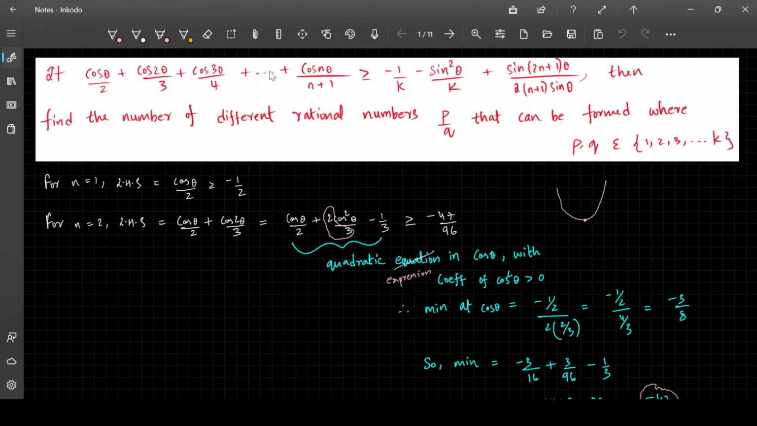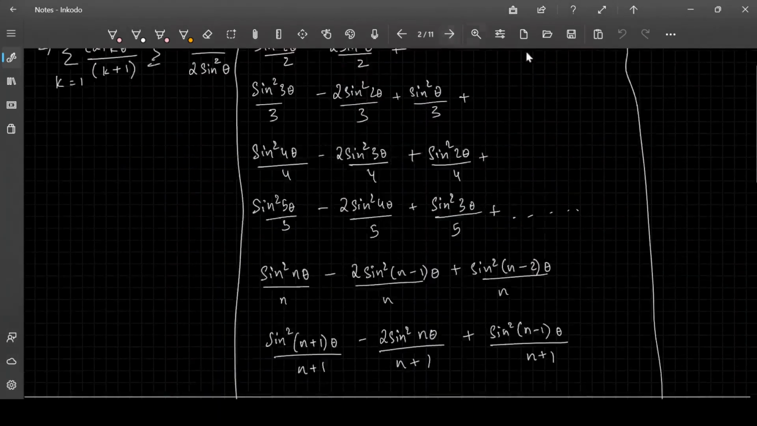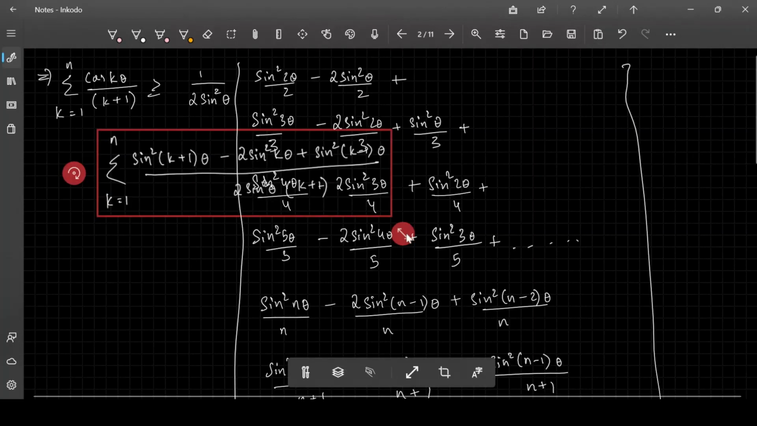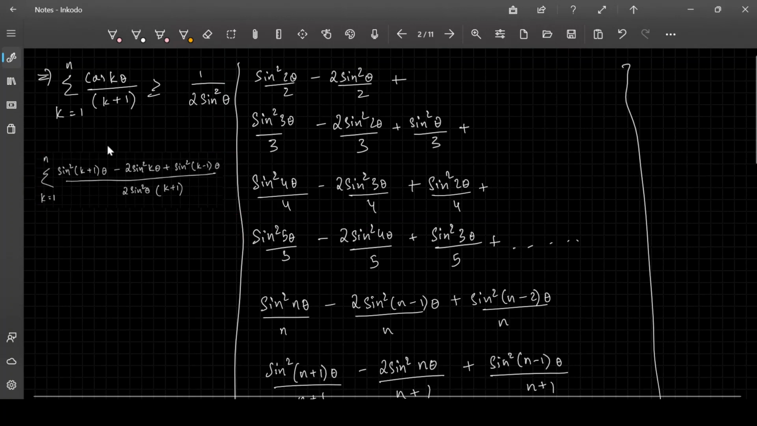We shall do one thing. We shall actually copy this equation here so that we don't end up in confusion. And just do it. Yeah, so this is the simplified expression.